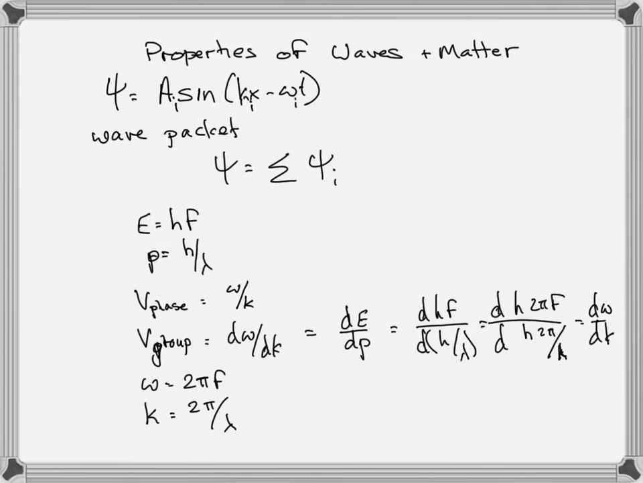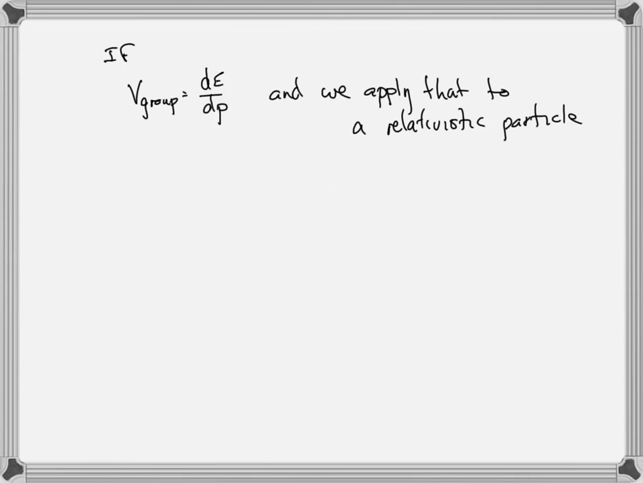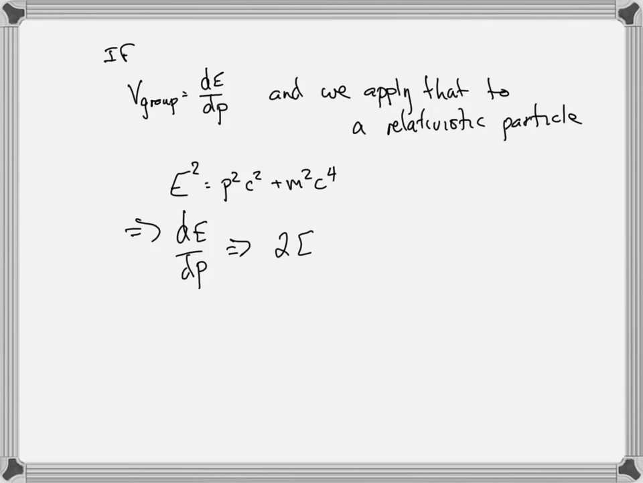Now let's see how that works out for a particle, a relativistic particle. Relativistic is the most general we can get because that simplifies to non-relativistic if we're not at high speeds. Remember that Einstein said E squared equals P squared c squared plus m squared c to the fourth. So let's take dE dP. If I take the derivative of the equation above, it's going to be 2E dE equals 2P c squared dP.